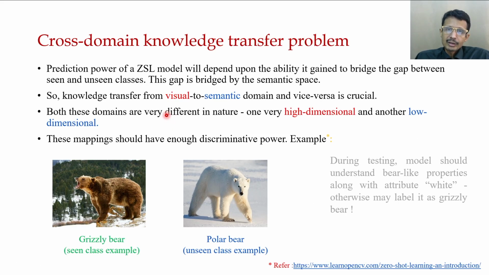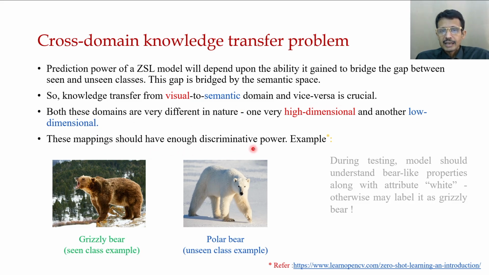The next thing is the cross-domain knowledge transfer problem. The prediction power of a ZSL model will depend upon its ability to bridge the gap between seen and unseen classes. This gap is bridged by a semantic space. That is the basic idea of ZSL. So the knowledge transfer from visual to semantic domain and vice versa is crucial. Both of these domains are very different in nature: the feature space is very high dimensional, while the semantic space is low dimensional.